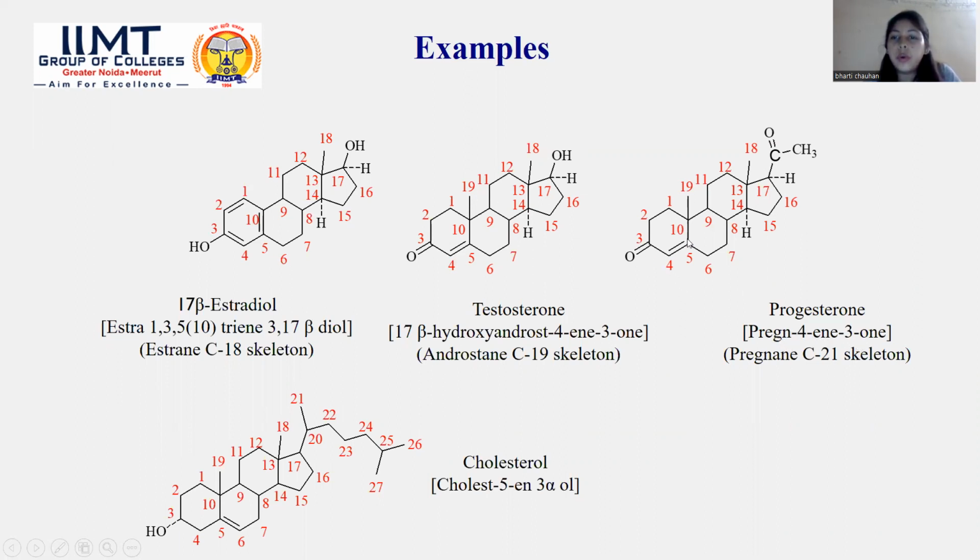Pregn, 4 double bond, ene, because 1 double bond, 3-one. It means 1 oxygen. Next, cholest, 5-ene, 1 double bond, 3 alpha-ol. Alpha, why alpha? Because it is a dotted line.